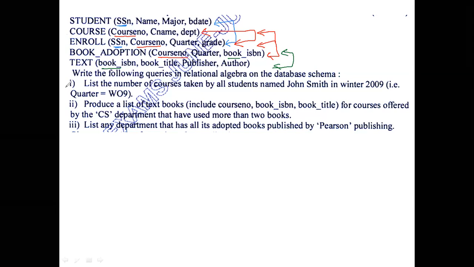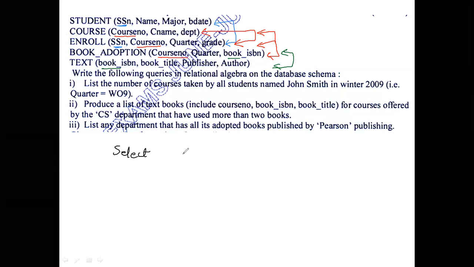But in the question, list the number of courses taken. So here the only thing that matters is the number of courses enrolled and not about the courses that are enrolled. So just a number is sufficient. When we don't need a course name, we will just combine two tables. The tables that we need to combine are student and enrollment. So we'll write a query like this.